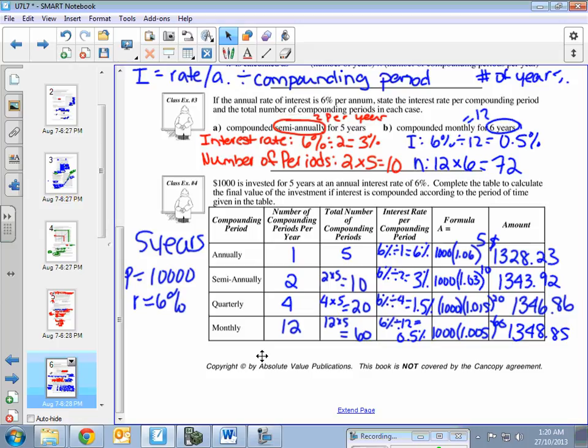Okay. Monthly is 12. 12 times 5 years, 60 compounding periods in total. 6% divided by 12 is 0.5%. That is your interest rate per compounding period. To figure out all of your amounts, you would just put those straight into your calculator. Okay.